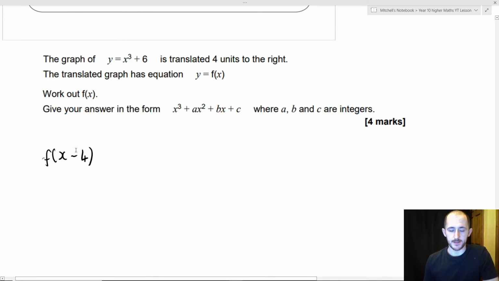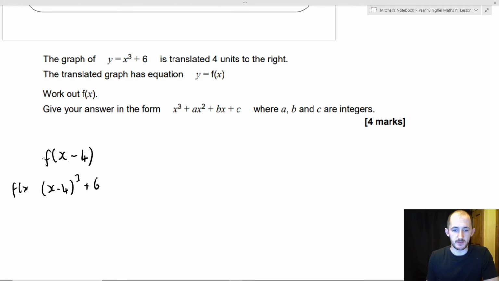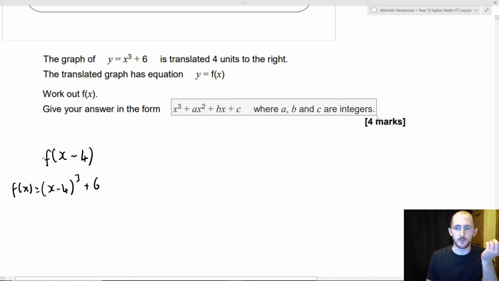So now I need to look back at the original and think, how can I make this happen? All you need to do is replace x with x minus 4. So then I have (x minus 4) cubed plus 6. Now that would actually be one answer, but they want you to give it in this form here.